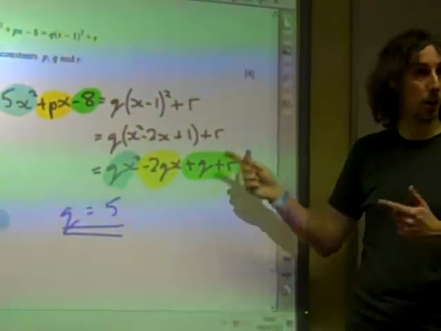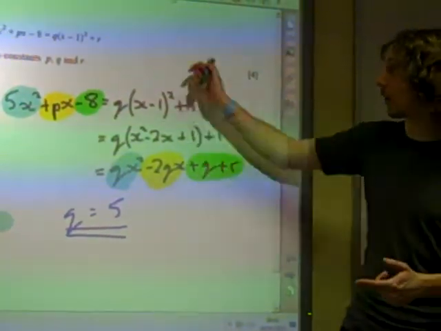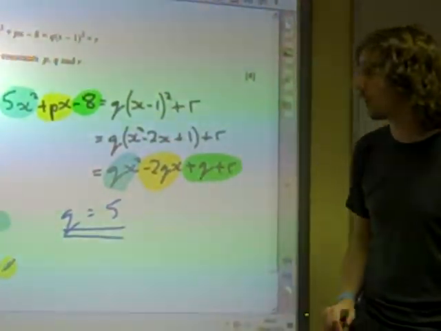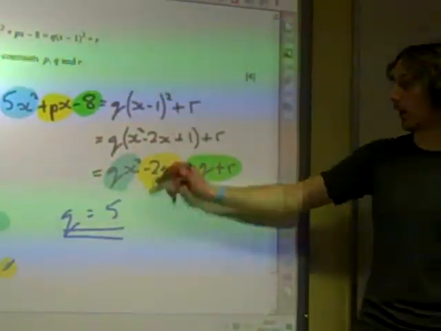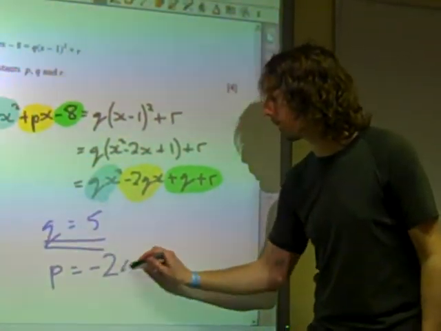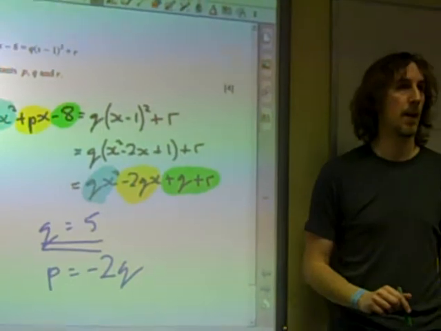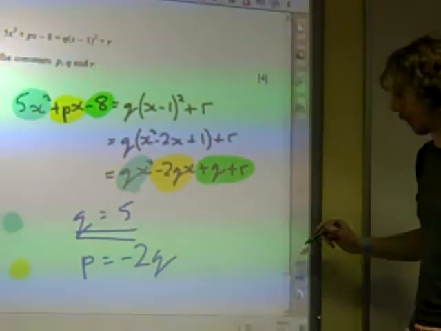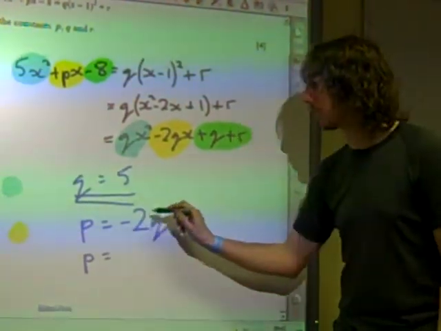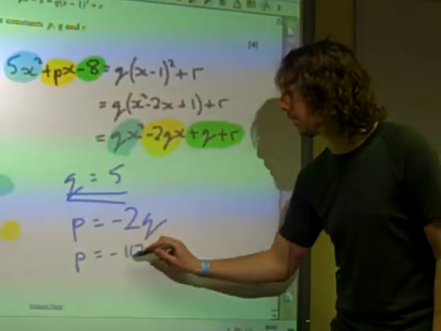Now we can look at one of the other ones, and it probably makes sense to go to the yellow bit next. If we look at the yellow terms, we've got p on the left hand side, and we've got minus 2q on the right hand side. Except we now know that q is 5, so p is minus 2 times the 5, so minus 10.